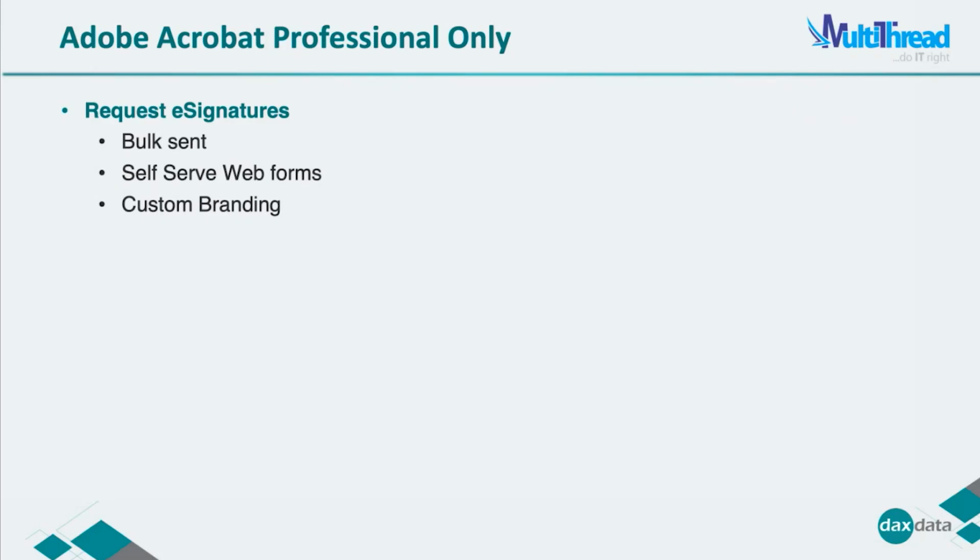For example, the ability to bulk send, the ability to have a web form, and the ability to do your custom branding for that. But please, when I get to Adobe Sign, you will see that there is a big difference between what is available in Acrobat. Think of the Acrobat version as primary school, whereas Adobe Acrobat Sign is like high school and university level, depending on what you want to use it for.